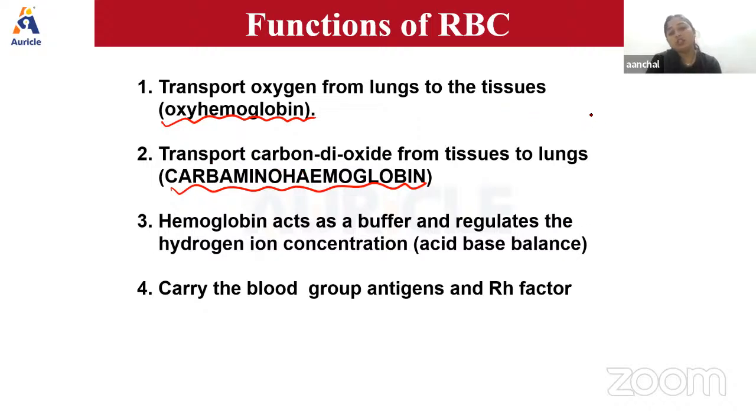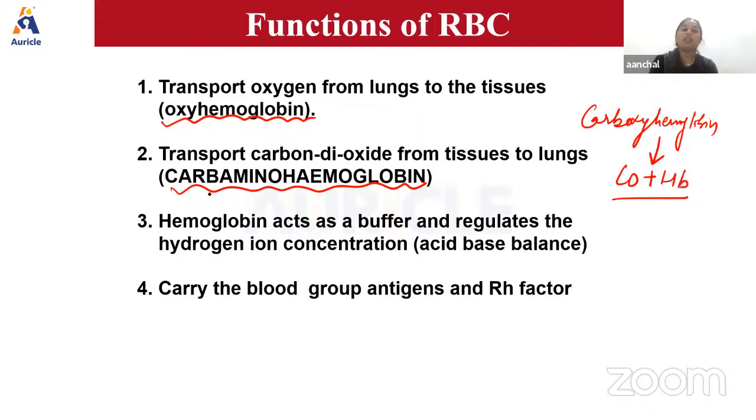And one more thing is there, known as carboxyhemoglobin. So don't get confused with this term. Carboxyhemoglobin means whenever carbon monoxide combines with hemoglobin, and carbaminohemoglobin means hemoglobin combined with CO2. Now, hemoglobin acts as a buffer and regulates hydrogen ion concentration in acid-base balance, which we have already learned in renal physiology.